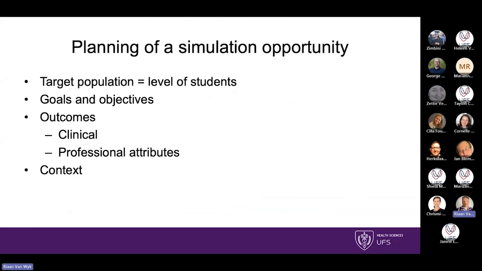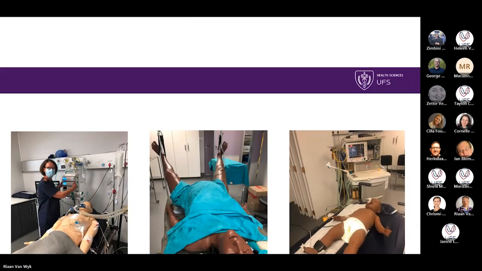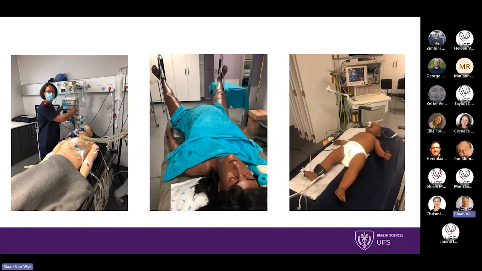So when we start planning with this, again, very, very important, our outcomes. I always joke and say we've got lots of nice toys here, and they can do lots of things, but we need to stick with what we need to train our students. This is just an idea to give you what our rooms might look like. Depending on our outcomes, we might have an ICU simulation. Then the room will look different from a delivery simulation or a pediatric simulation.